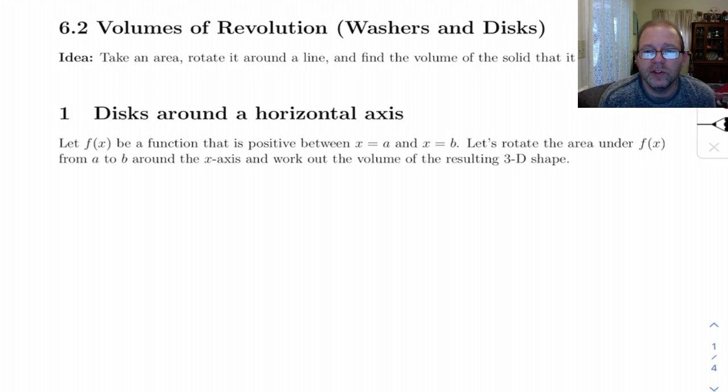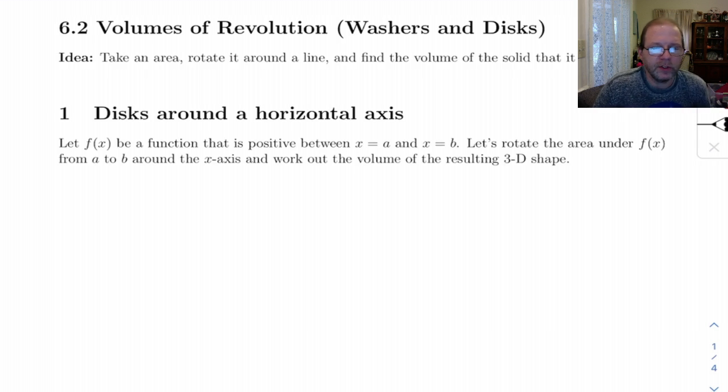In sections 6.2 and 6.3, we're going to be looking at what's called volumes of revolution. These are things where you have some sort of area, you rotate that area around a line, and you get something that has a circular cross section. We're going to look at finding the volumes of these objects.